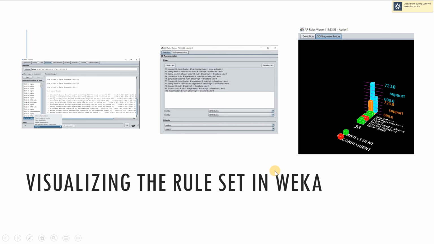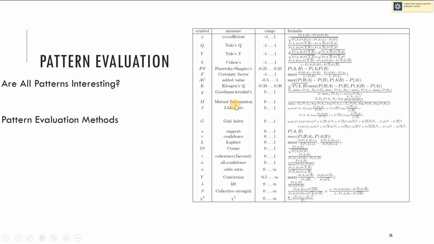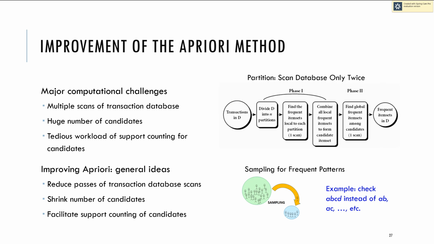So this is how we are going to visualize the rule set in Weka. Weka can also visualize the association rule mining using the Apriori algorithm. And also before we finish the slides, you can take a look at the improvement of the Apriori method.